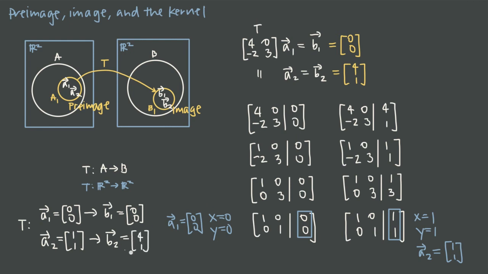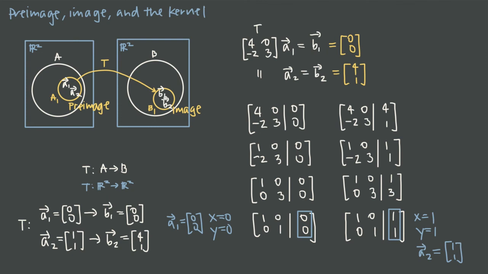And so I was able to start with vectors in B and work backwards to find the vectors in A that map to them, unlike previously where we just took vectors in A and multiplied the transformation matrix by those vectors to get the vectors in B. So we're showing here that we can work backwards.